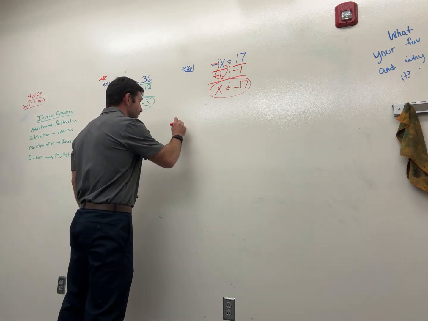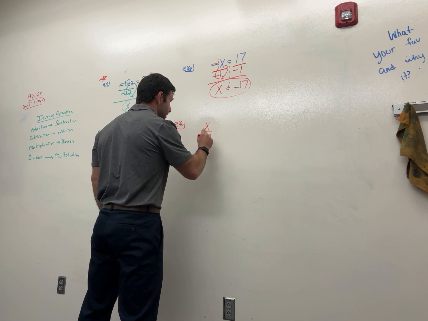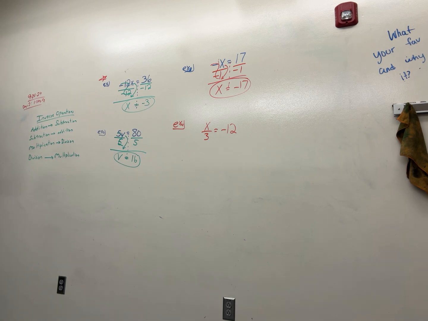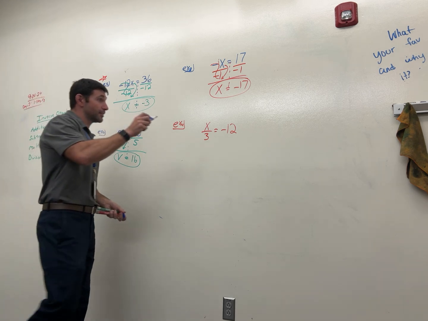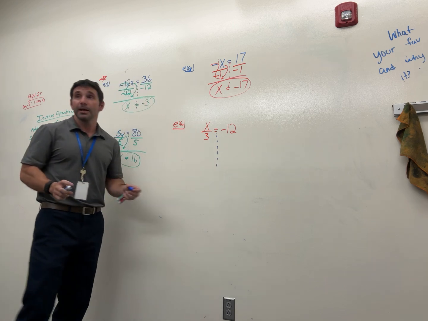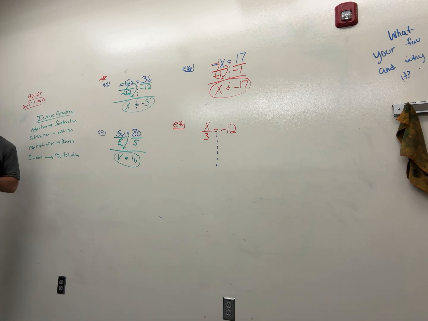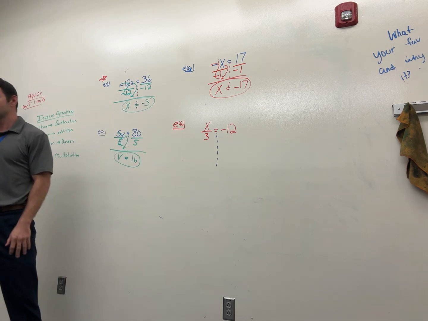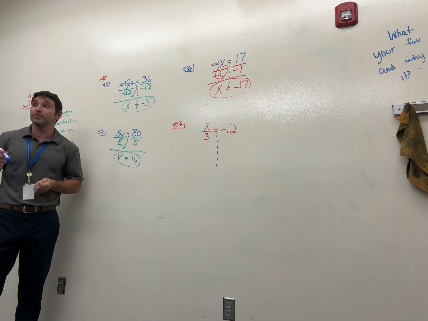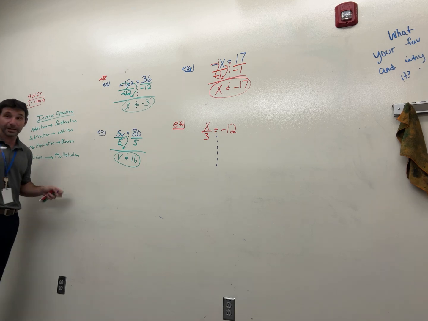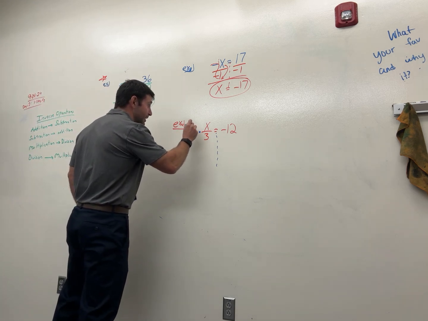Well, what if we have something like this? So now I have a fraction. We know every fraction is a division problem. So I find my balance point. How would I say this left side right here? X divided by 3. So the inverse of division is multiply. We multiply by the number and its sign.